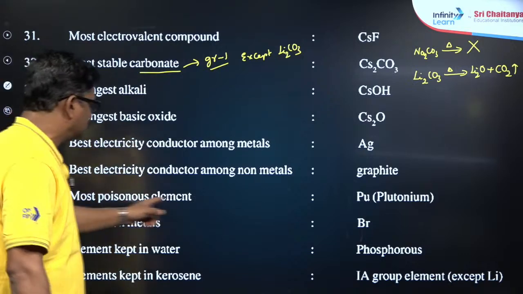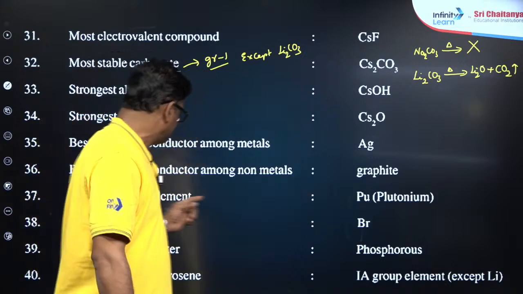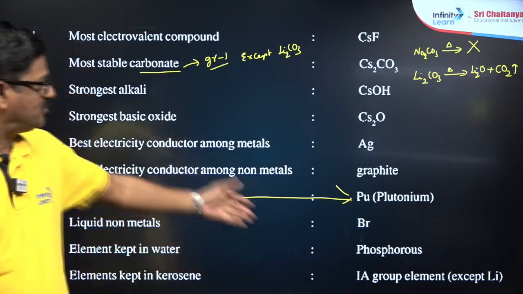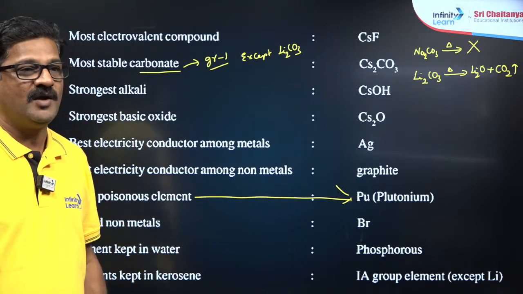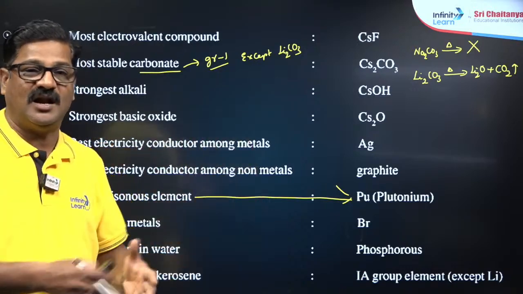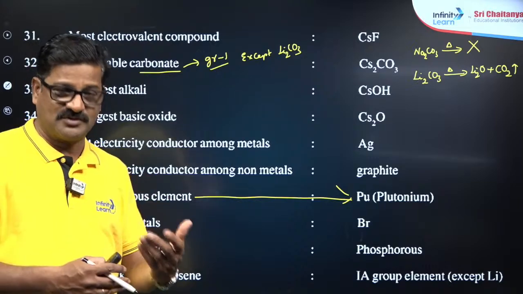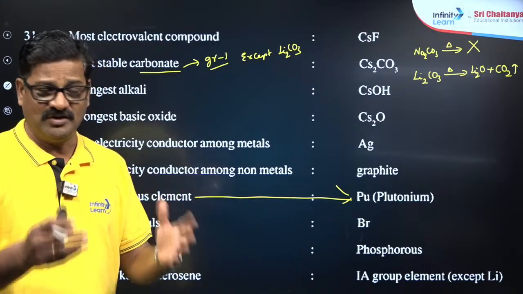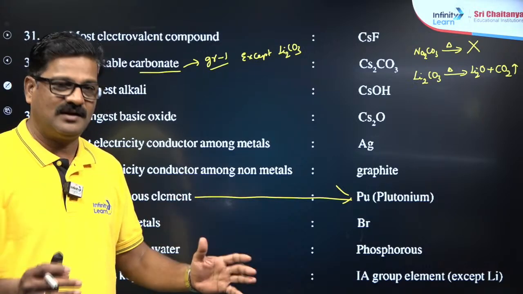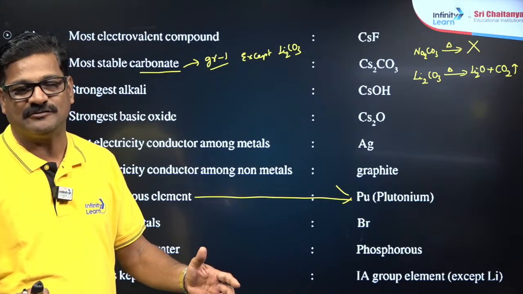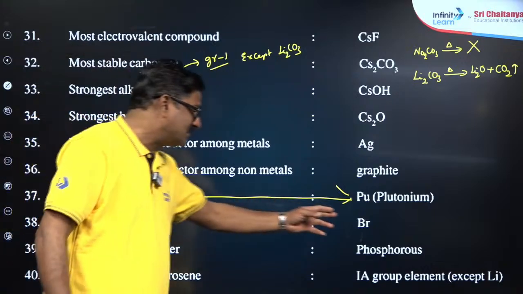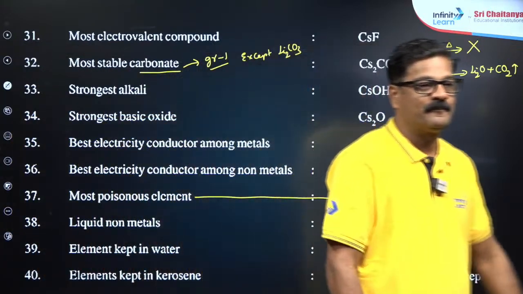Now, the most poisonous element, plutonium. Okay, Madam Curie was exposed to plutonium and polonium. Madam Curie's dead body is wrapped in a lead coffin because she was exposed to radioactivity. During that time, she was not aware of the radioactivity, and her body is still radioactive, right? And liquid non-metals: bromine is the only liquid non-metal, right?